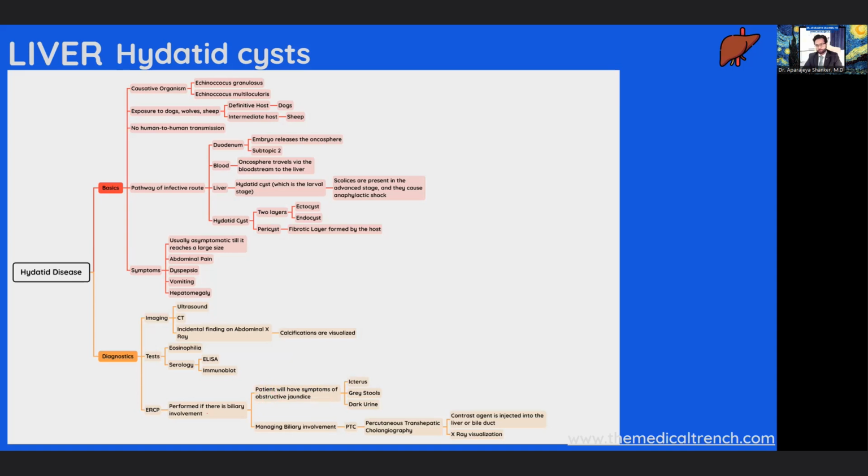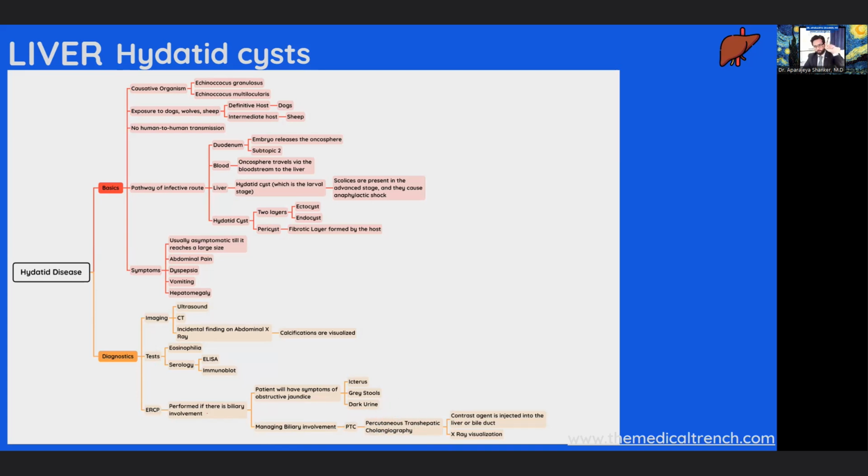Now we'll be discussing obstructive jaundice, but in general, you need to know this part, which is these patients will have jaundice itself, which is icterus, gray stools, and dark urine. And if this is the constellation of symptoms, a patient has symptoms of obstructive jaundice, plus you suspect that they may have a cyst, then you do an ERCP and see if you can decompress the biliary tree. Now, here's the point with biliary involvement.